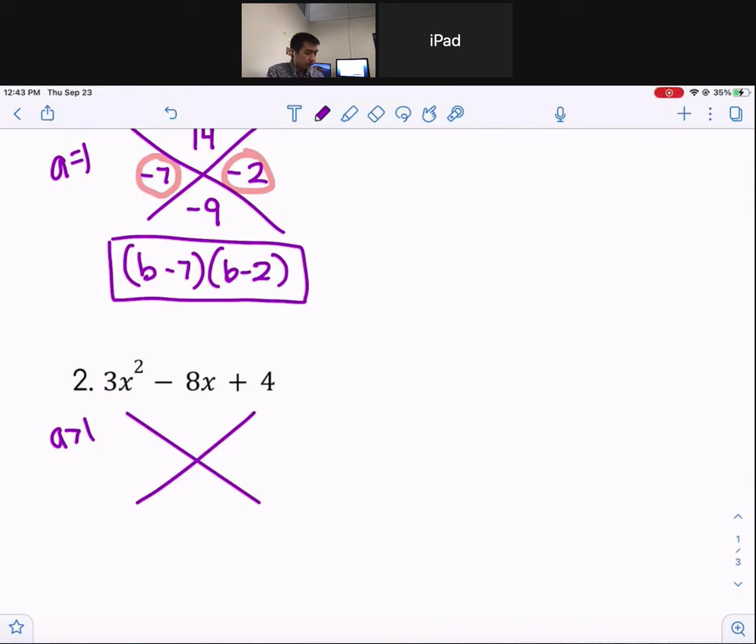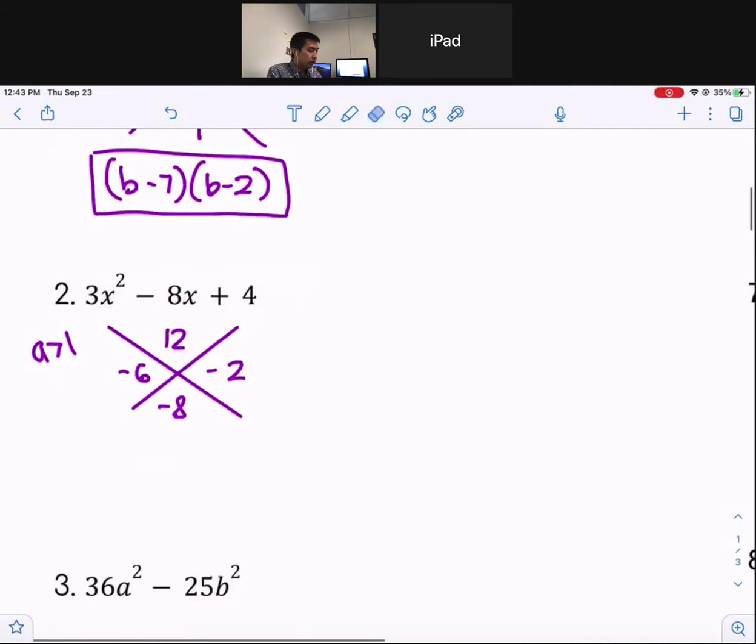So for grouping, x method, a times c is 3 times 4 for 12 and -8. The 2 numbers that multiply to give you the top, and when added give you the bottom, that's -6 and -2. Now since a is greater than 1, we gotta do our grouping, so it's these 4 terms. So 3x squared minus 6x minus 2x plus 4.